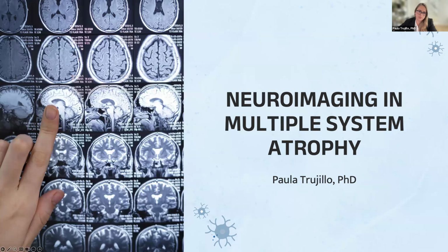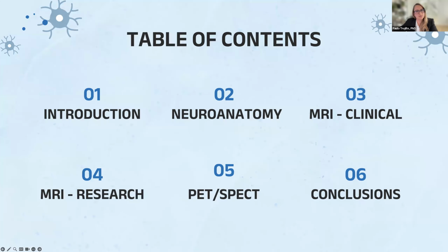My name is Paula Trujillo, and today I'm gonna be talking about neuroimaging studies in multiple system atrophy. I'm a research assistant professor at Vanderbilt University Medical Center. And yes, let's get this started.